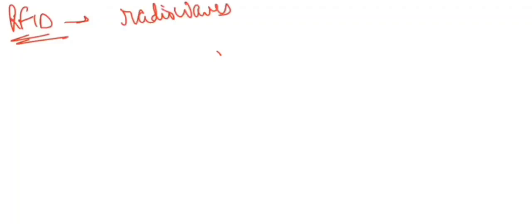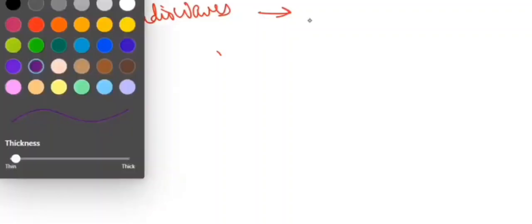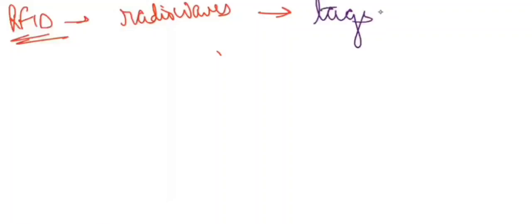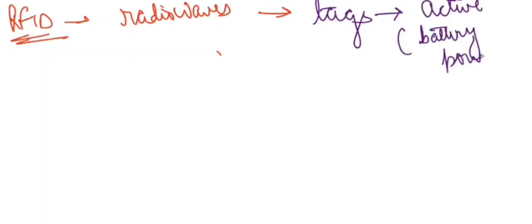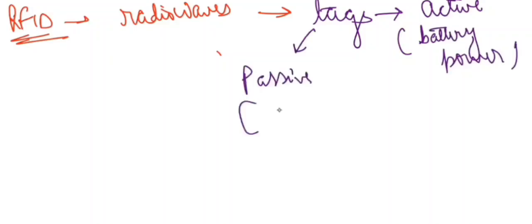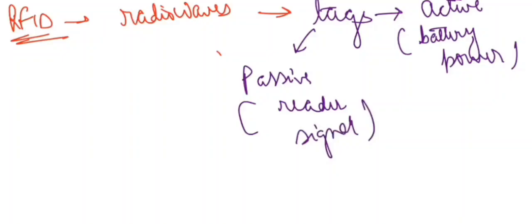Before delving into the question, let's understand the basics of RFID. RFID uses radio waves to identify the tags. Tags can be active, which means battery powered, or tags can be passive, which means powered by the reader signal. So 2 types of tags are there: active tags and passive tags. Active means battery power and passive means reader signal.